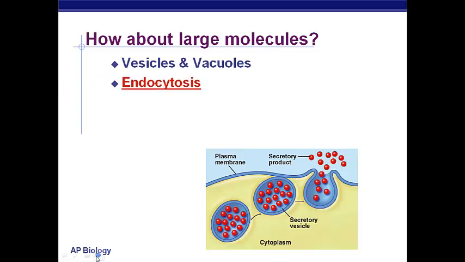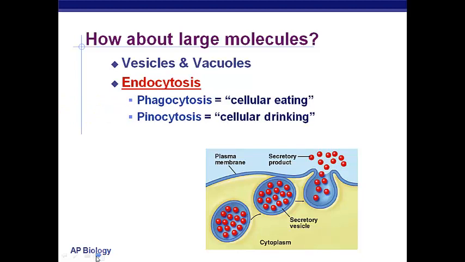The first type of movement of large molecules is called endocytosis. The cell can eat things or drink things basically through this process. I'm going to talk more about that in the next slide, so we'll just hold that for a minute. But then we can also send things outside of the cell through exocytosis. That makes sense, right? Like exiting the cell.